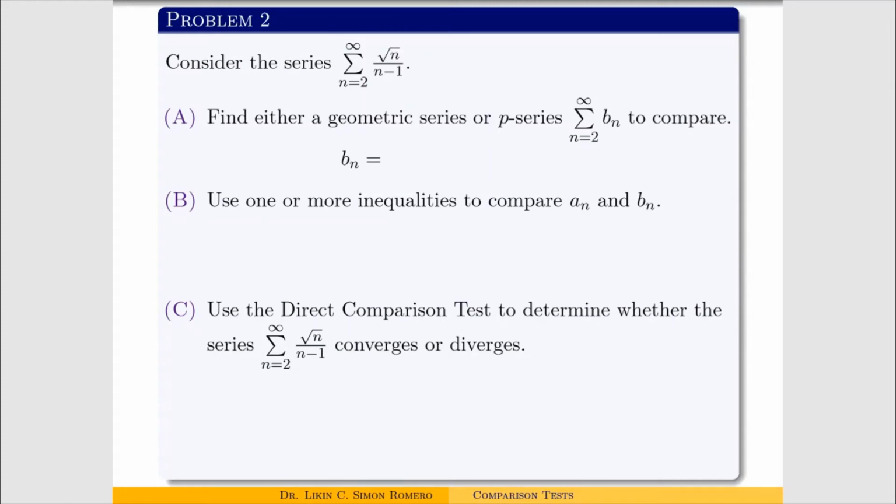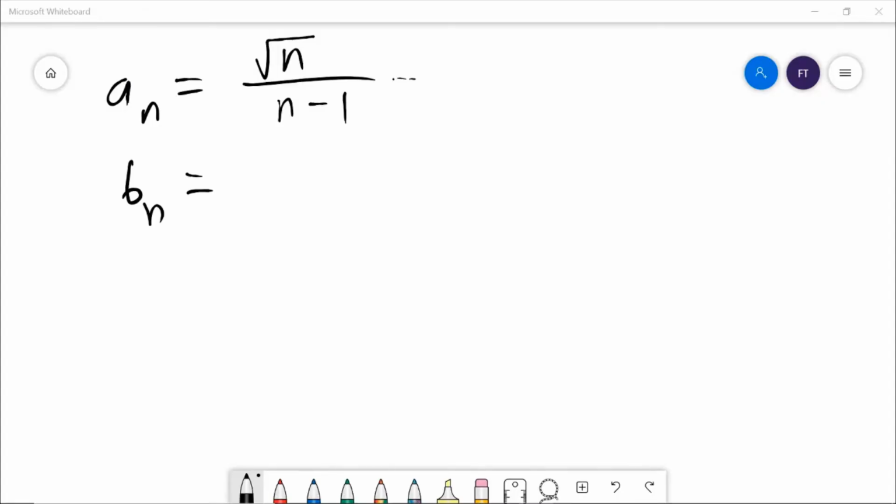For part A, we want to find either a geometric series or a p-series to compare this to. Now for this one, we want to think about this similar to a p-series. If we think about a p-series similar to this for b of n, we get square root of n over n. And we can simplify this algebraically to get 1 over the square root of n, or 1 over n to the 1/2.